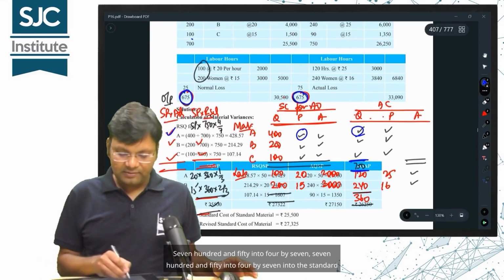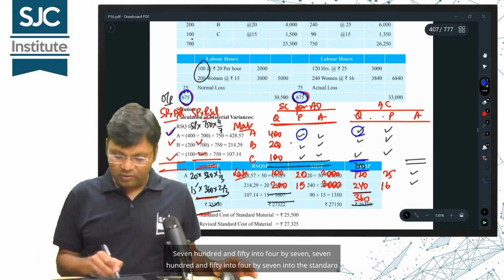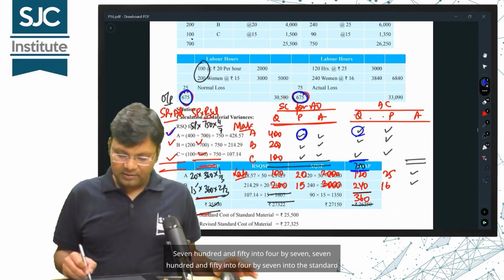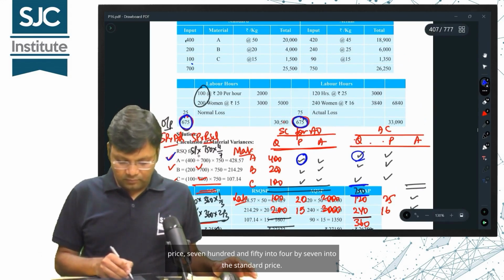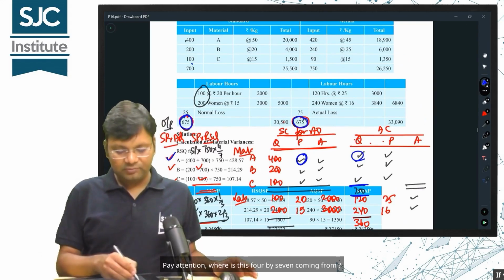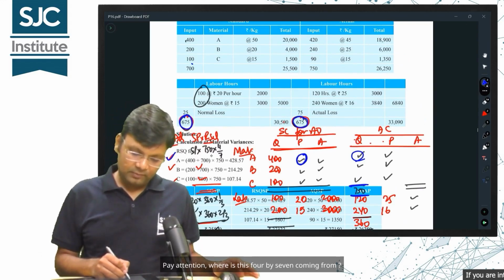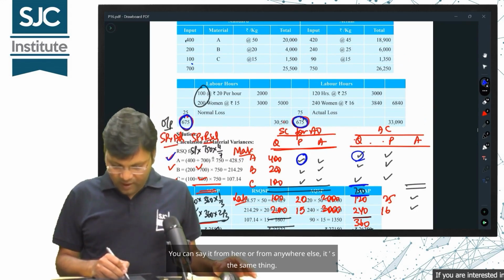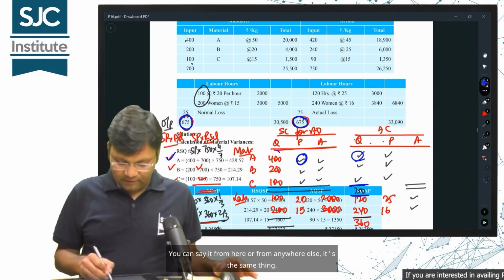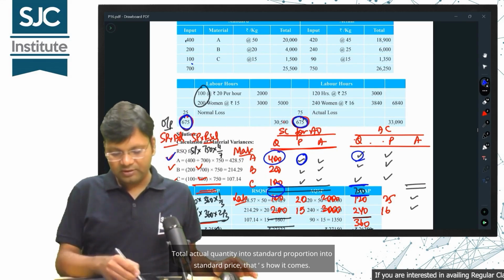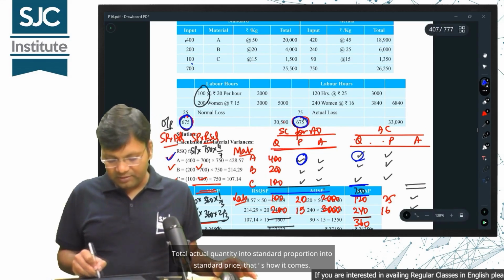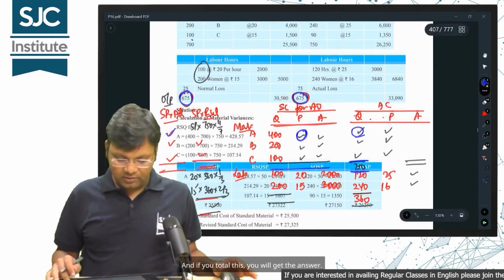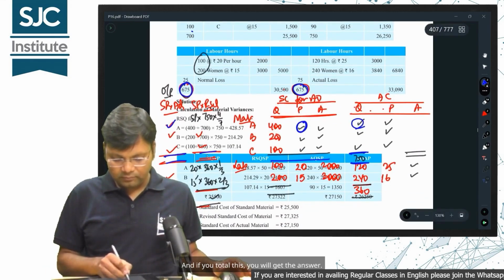So, the total actual quantity, 750 into the standard proportion, that is 4 by 7, into the standard price. Pay attention, where is this 4 by 7 coming from? You can say it from here or from anywhere else, it's the same thing. Total actual quantity into standard proportion into standard price, that's how it comes. And if you total this, you will get the answer.